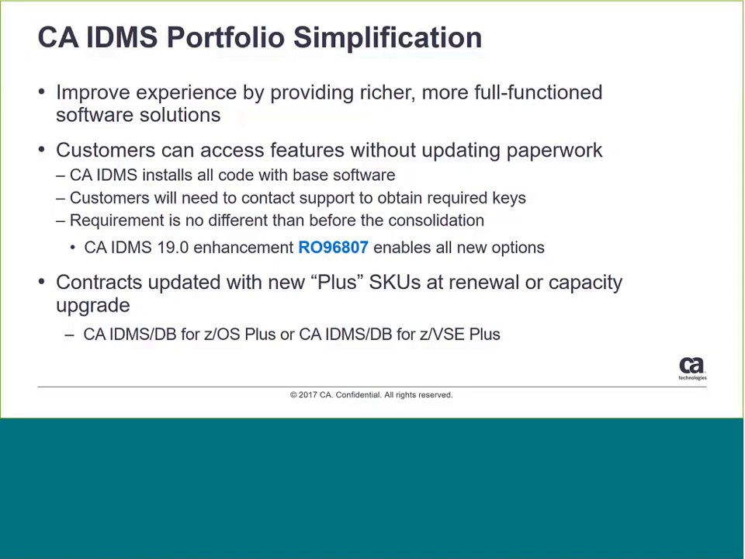As far as the next renewal, when your renewal comes up, the contracts will be updated with a single SKU, which will be the CA IDMS DB for either z/OS or VSE. And then, this really does help simplify the contractual process as well from an administrative perspective. So it's all good. All right, let me just move to the next slide here.